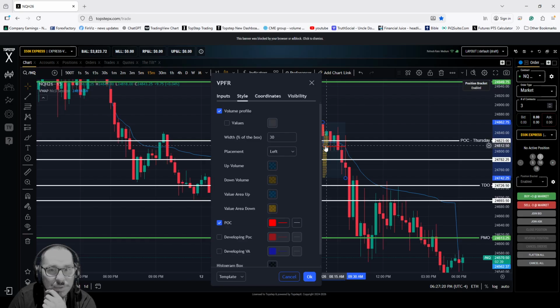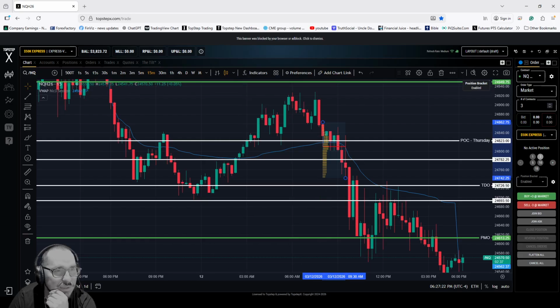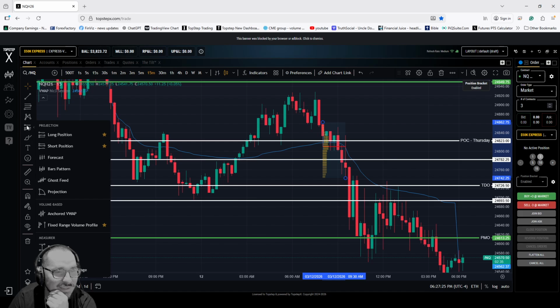It's called an anchor of, wait, what is it called again? I forgot. I barely know the name of these tools. It's called a fixed range volume profile. Write that down. Fixed range volume profile. You're basically looking for the point of control, POC.